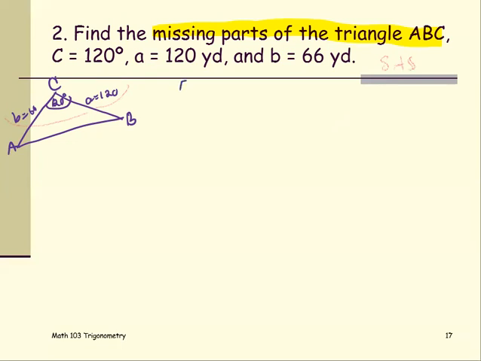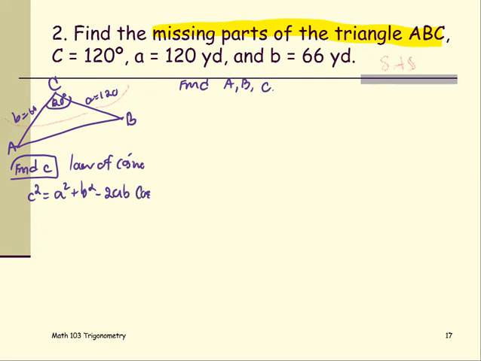Find the missing part. That means we're gonna find the angle A, B, and also the side C. Let's start with finding the side C using the law of cosine. For the law of cosine, C squared equals A squared plus B squared minus 2 times AB times the cosine of angle C, or 120 squared plus 66 squared minus 2 times 120 times 66 multiplied by the cosine of 120 degrees.